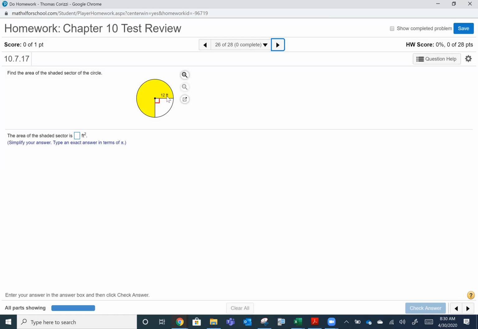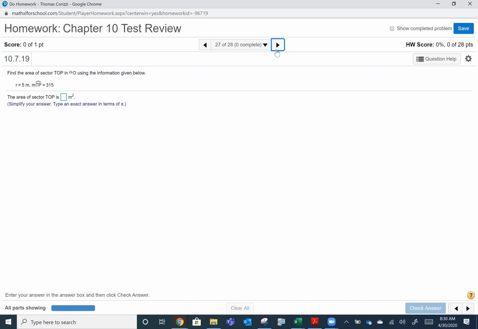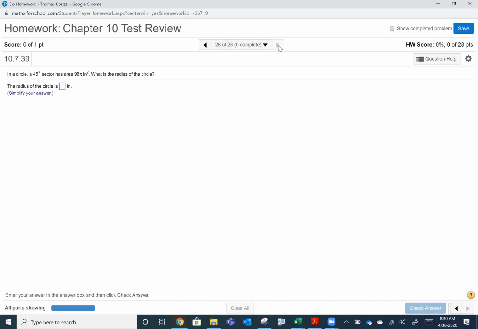Again, be careful. This is a radius. This whole yellow piece is going to be 360 minus 90. That one, they just give you the answer.